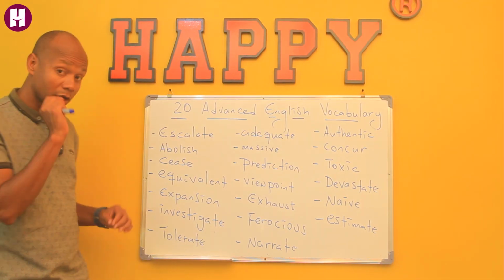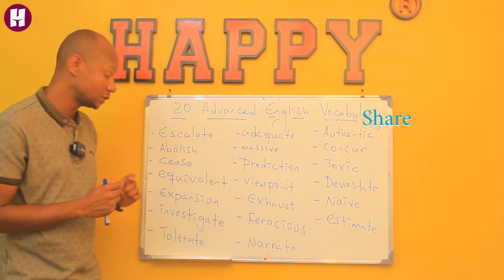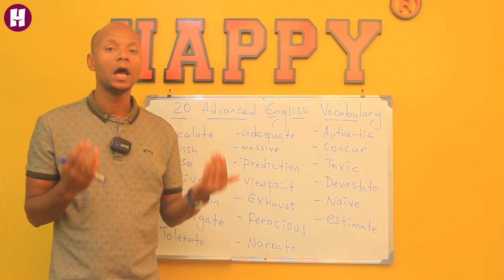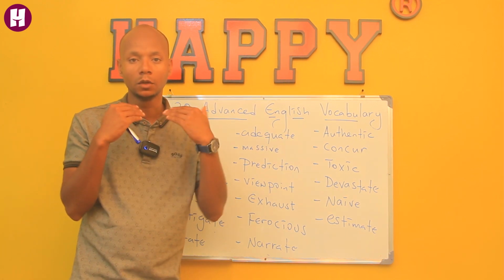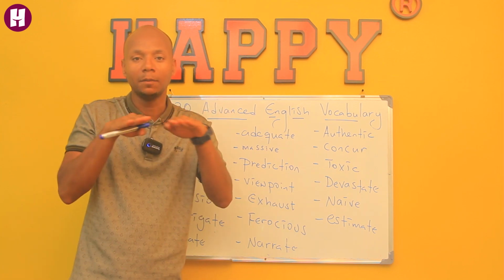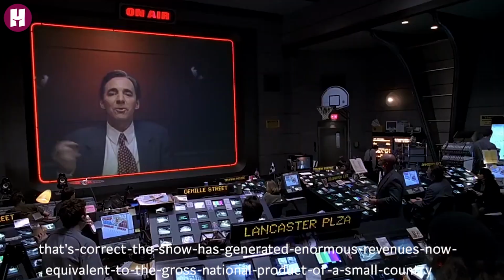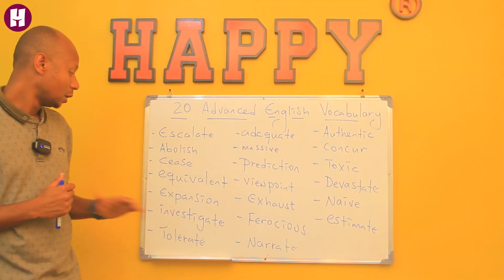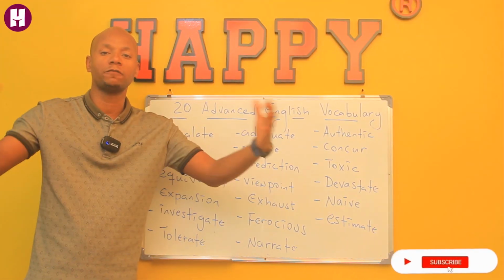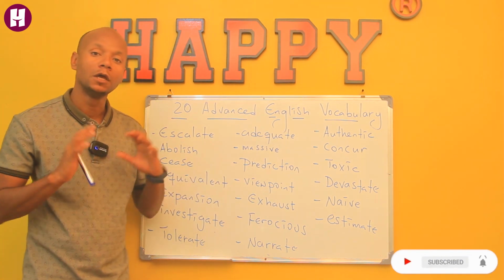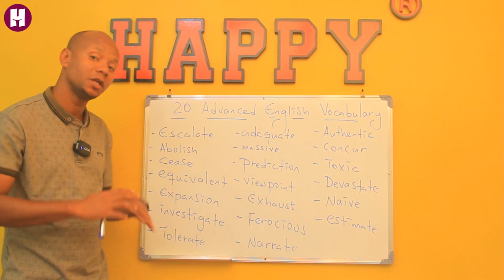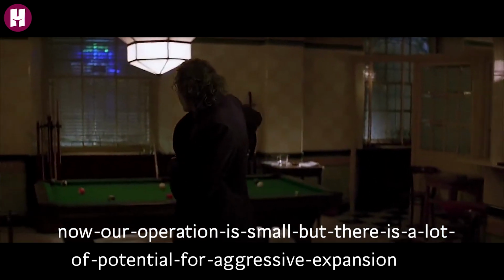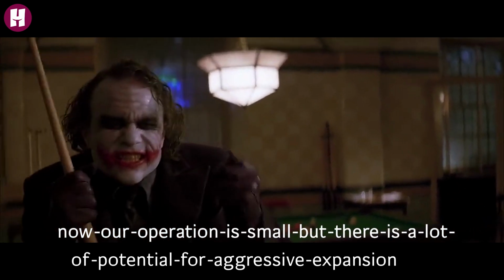The next one, it's a little bit tricky. You have to be careful about the pronunciation. We don't say equivalent, it's equivalent. Equivalent means having the same quality or amount ማለት ነው። Equivalent ማለት እኩል ወይም አቻ ማለት ነው። That's correct. The show has generated enormous revenues now equivalent to the gross national product of a small country. Expansion. Expansion means ማስፋፋት. Our operation is small, but there's a lot of potential for aggressive expansion.